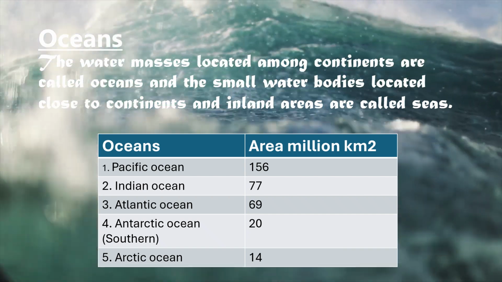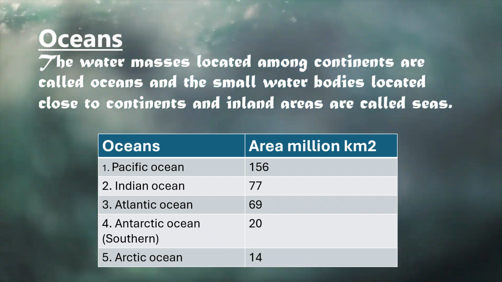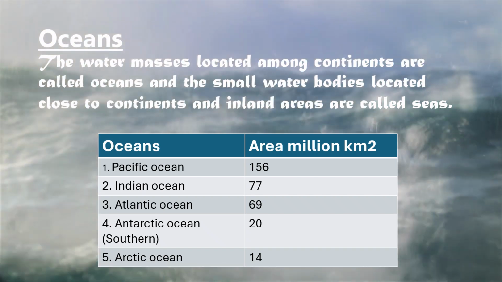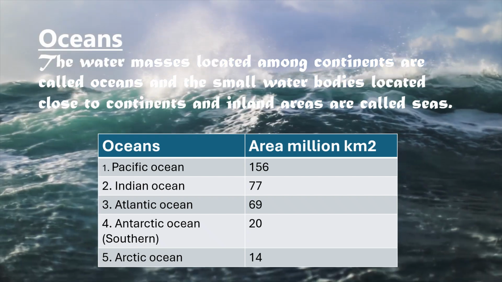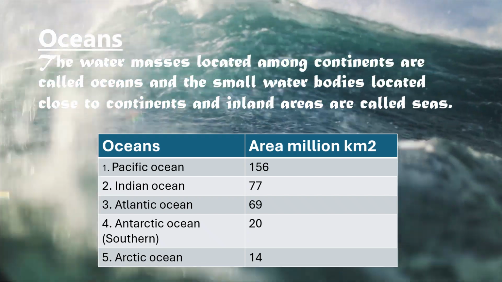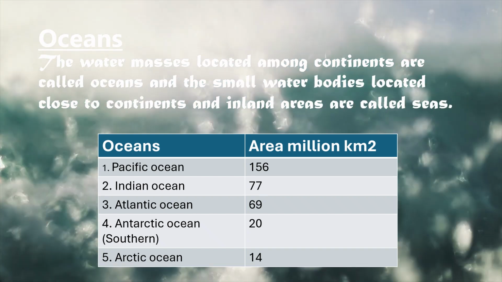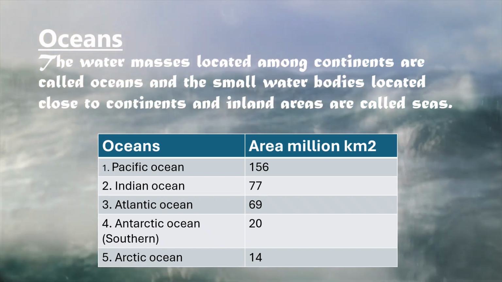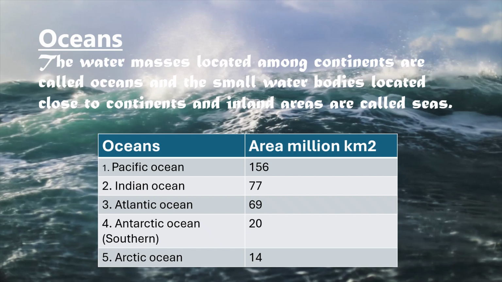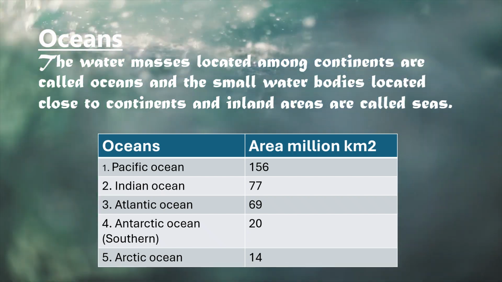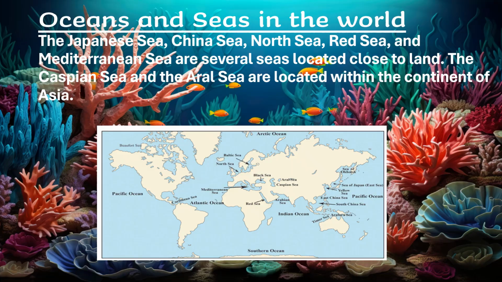The Pacific Ocean takes 156 million square kilometers. The Indian one, 77 million square kilometers. The Atlantic, 69 million square kilometers. Antarctic takes 20 million square kilometers, and the Arctic Ocean takes 14 million square kilometers.